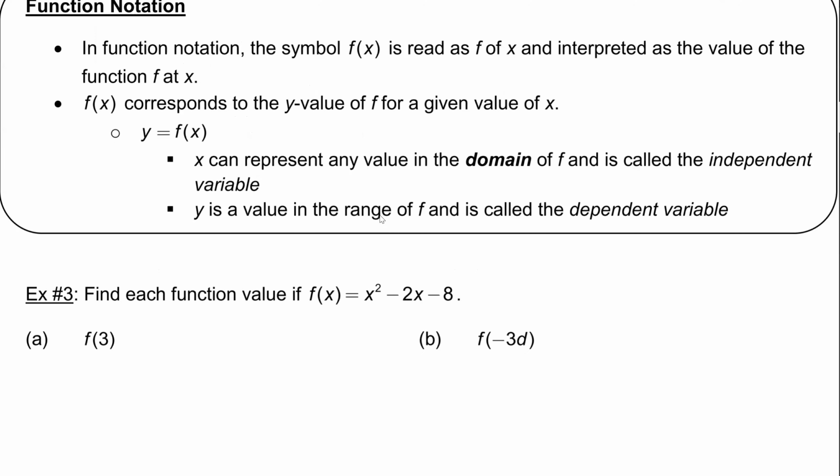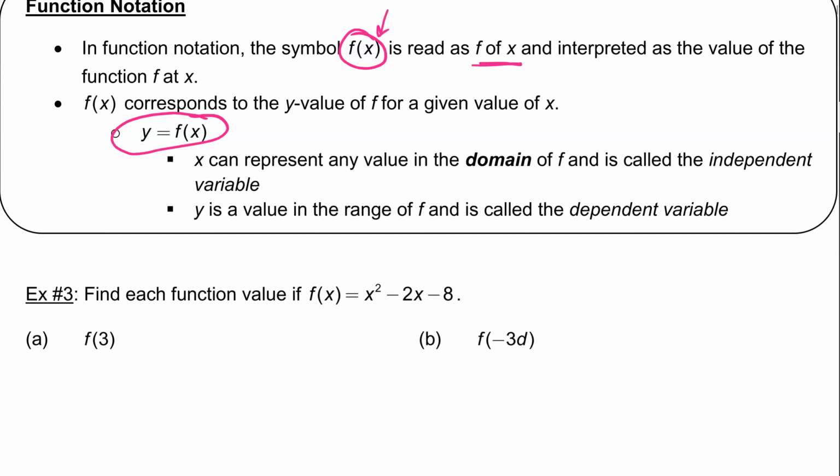Function notation. The symbol f of x is read as f of x. F parenthesis x parenthesis, it's f of x. So literally, it is the value of the function at which x value? Whatever one we plug in right here. It tells you the y value for a given value of x. So literally, f of x means the same thing as y. The difference is I can be more specific.